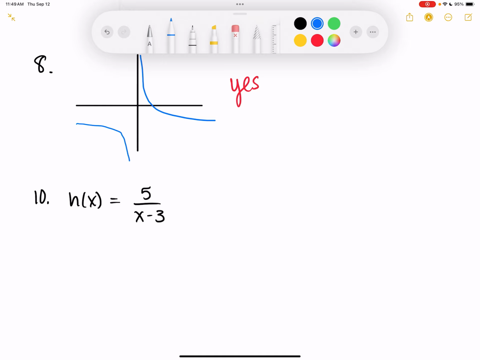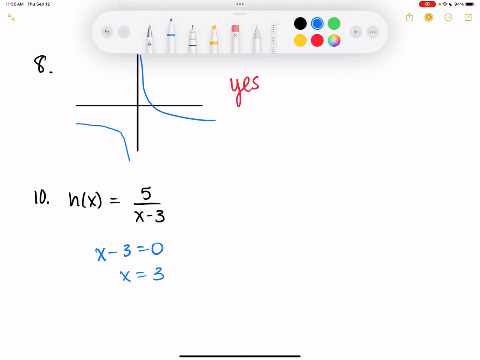And so what I want to do is I have x in the bottom, so I'm going to set the denominator equal to 0 and solve. So x minus 3 equals 0, so x equals 3. Why is that a problem? Why can x not be equal to 3? That's right. Because I would get 5 over 0, which is undefined. So I'm looking for the problem areas, which is where the denominator is equal to 0.